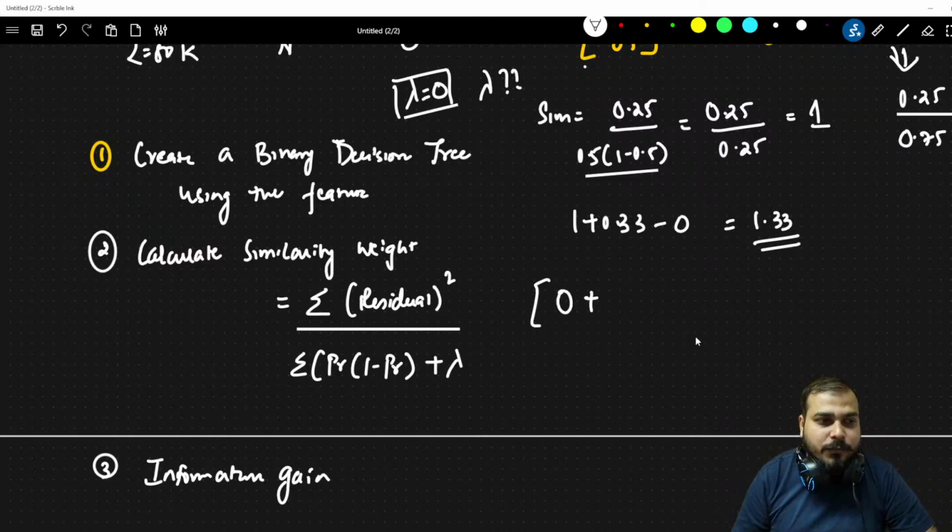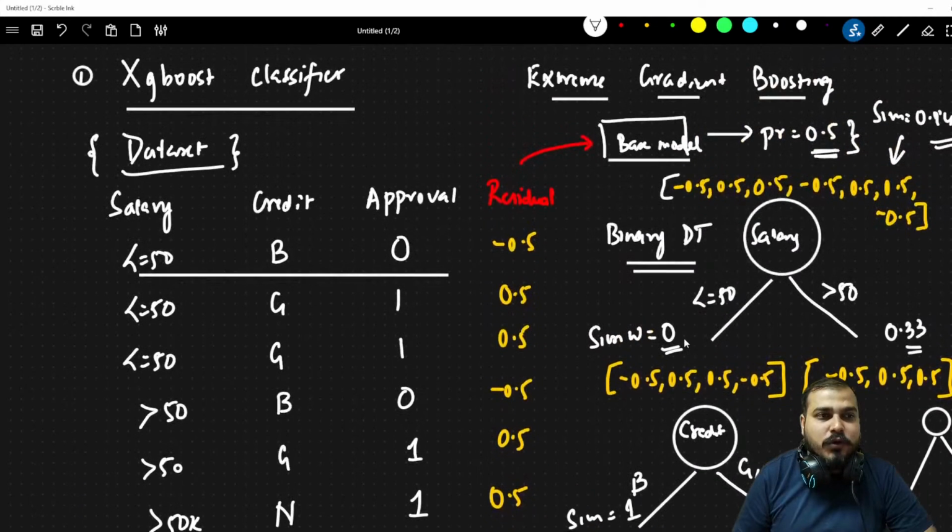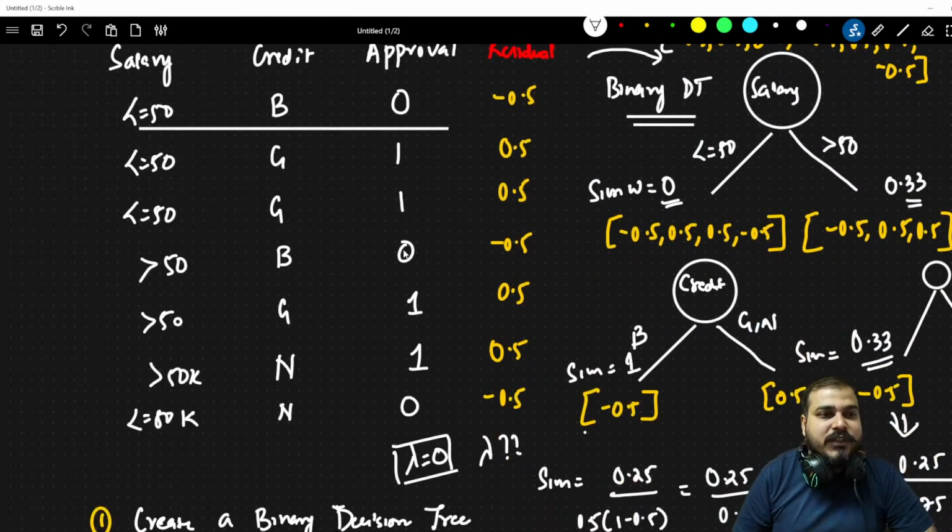Then plus. Why am I doing plus? Because it will now go to the binary decision tree. Now this record will go to my binary decision tree. Whatever value I am getting from this, I am adding that up. Now when it goes over here, let's see which branch it is following. It is following the less than or equal to 50 branch, the first branch. Then this is bad, so it will follow here. Here I can see that the similarity weight is 1.